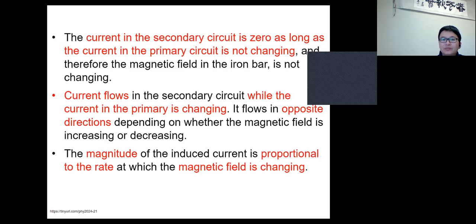It's not simply proportional to just the changing of it, but it's rather proportional to the rate at which the magnetic field is changing, or in other words, the rate at which the current is changing. Okay.